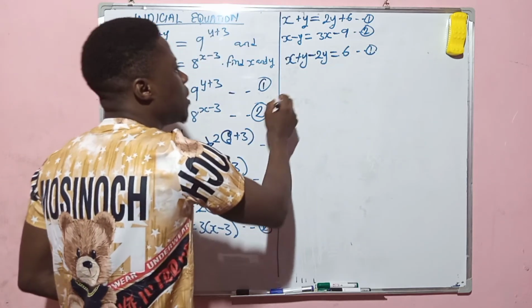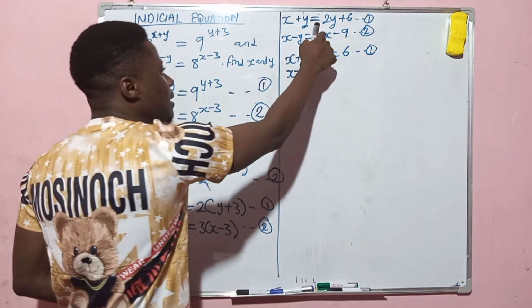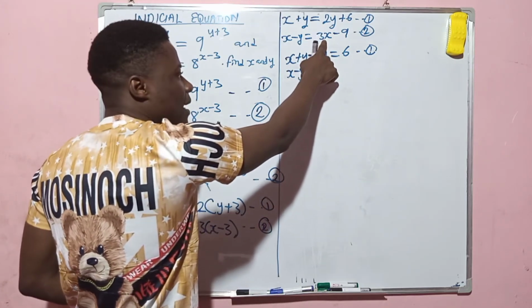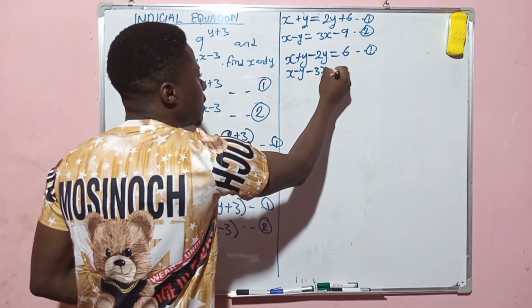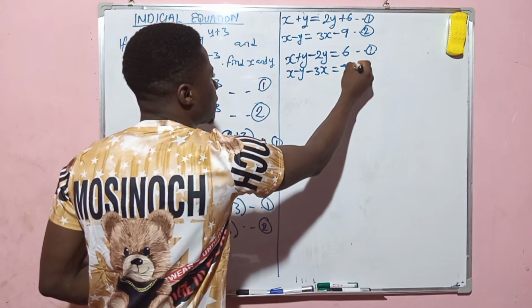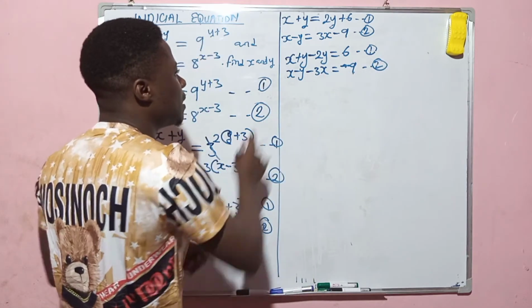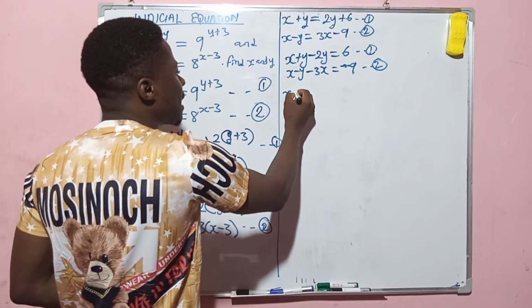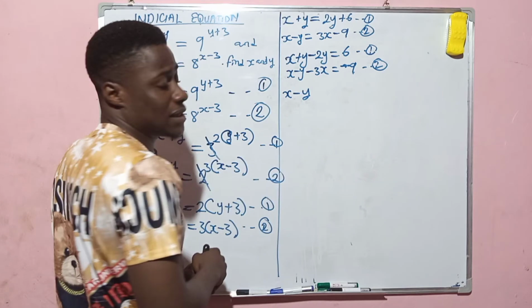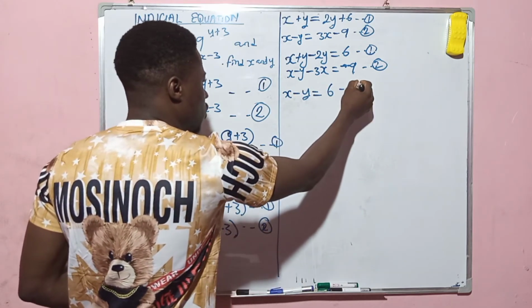The same thing applies to equation 2. I have x minus y, then plus 3x, crossing the equality sign, I will have minus 3x equals what? Minus 9, equation 2. When I go further to collect like terms, I'll have this y minus 2y will automatically give me minus y, as you can see. Then equals 6, my equation 1.